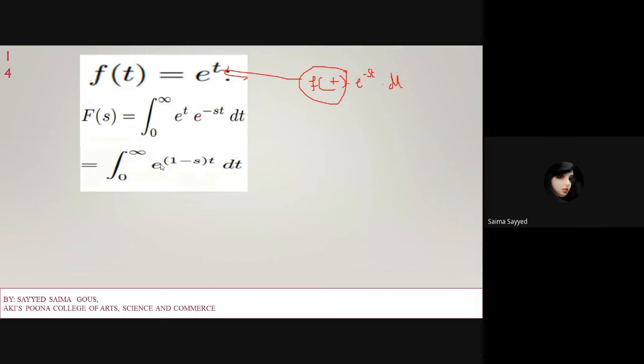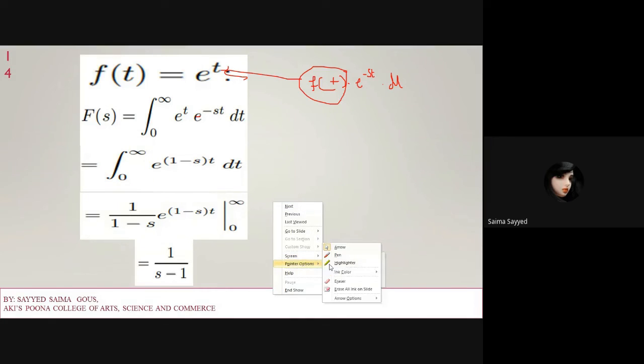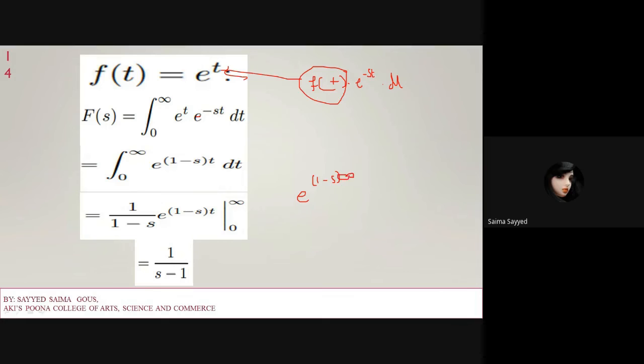Now take t common, so it will become e raised to (1 minus s) into t, and integrating this, it will become 1 upon (1 minus s) into e raised to (1 minus s) t, and the limit is from 0 to infinity. Now substitute upper limit minus lower limit. e raised to (1 minus s), upper limit is infinity, minus e raised to (1 minus s) into 0. So it will become e raised to infinity minus infinity minus e raised to 0.